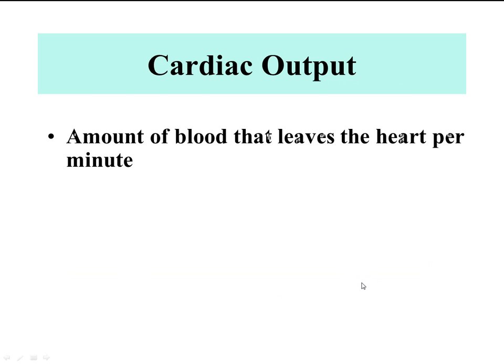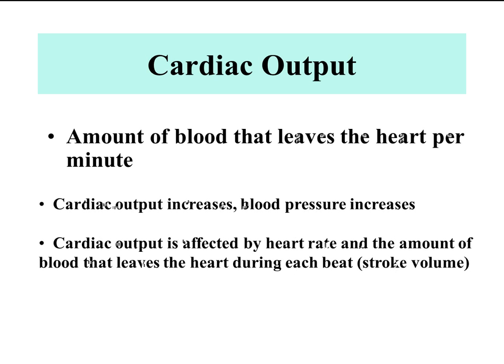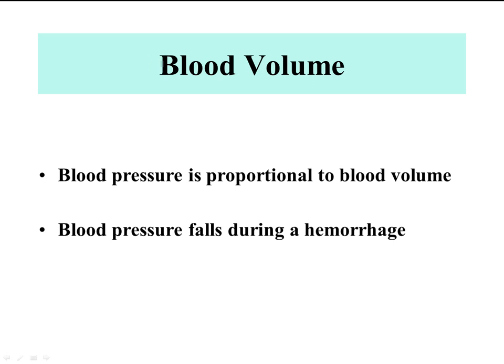Cardiac output is the amount of blood that leaves the heart per minute. When cardiac output increases, blood pressure increases. Cardiac output is affected by heart rate and the amount of blood that leaves the heart during each beat, or the stroke volume. Blood pressure is proportional to blood volume. Blood pressure falls during a hemorrhage, as we mentioned a few seconds ago.